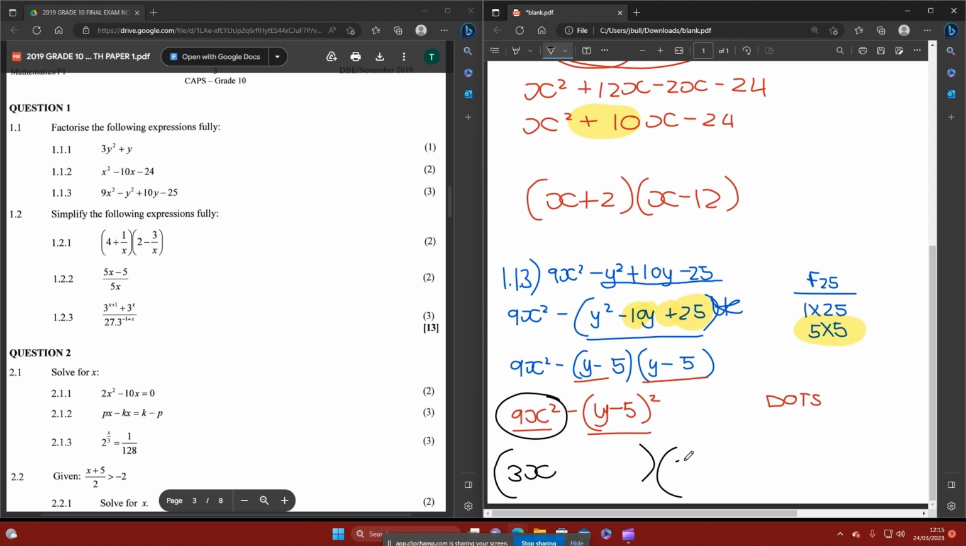And we put it in the front of two brackets. Then we take the square root of this one. If we square rooted this bracket, it's just going to be the bracket without that little square up there. So we're going to have (y - 5) and (y - 5). And then we add one of them and we subtract one of them. And that is actually as far as we can go with this one. So that is our final factorized form.